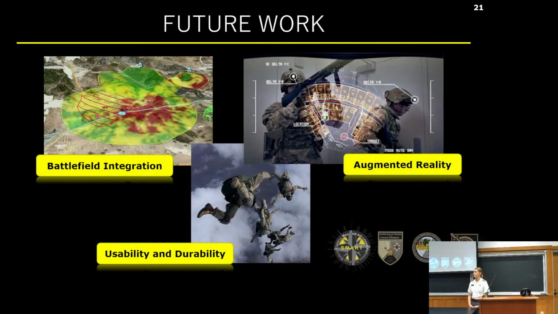A fast neutron detector that outputs a directional vector has boundless opportunity for future work, including its integration into battlefield surveillance technologies, augmented reality systems within the DoD, and usability and durability testing with different types of units for rugged environments within a battlefield context.